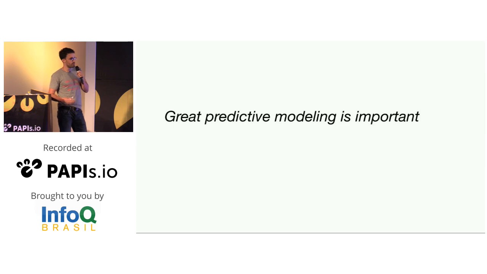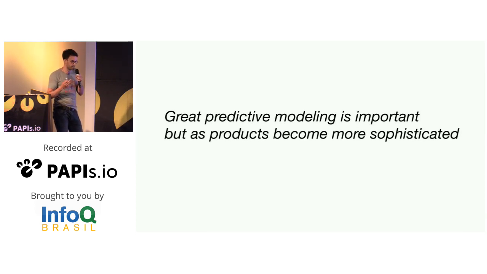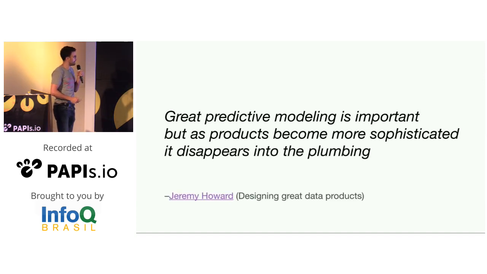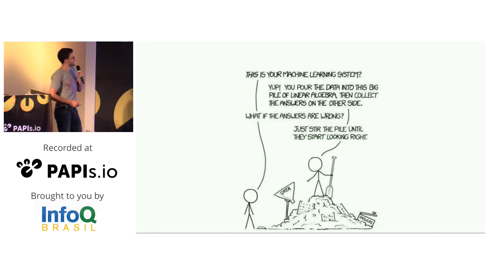And that goes back to what someone else was saying, which is that predictive modeling is important, but it disappears into the plumbing. And that person was Jeremy Howard, fairly known in the machine learning community. I think I also had this slide last year, but I've just changed it. It says, your machine learning system, you have a pile of linear algebra, and I just replaced that with automated machine learning stuff. And what if the answers are wrong?